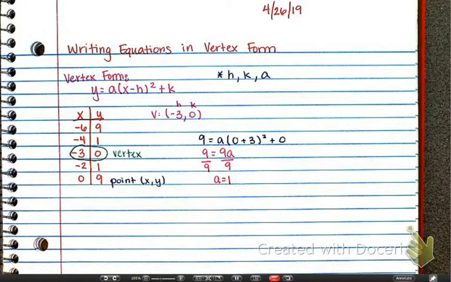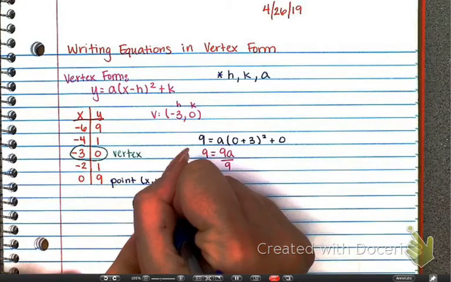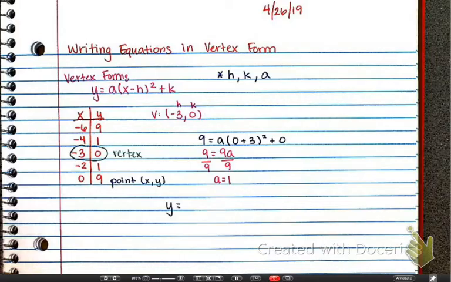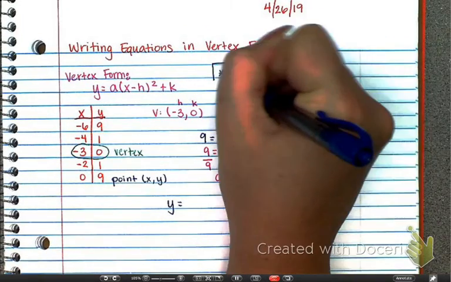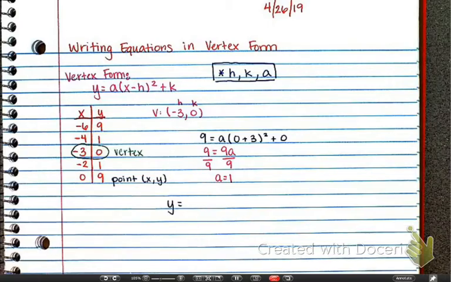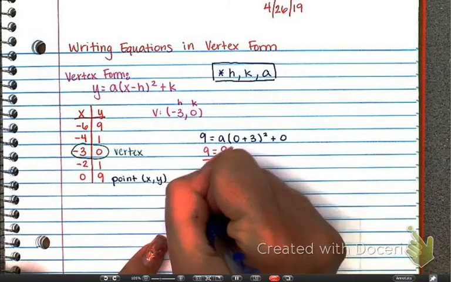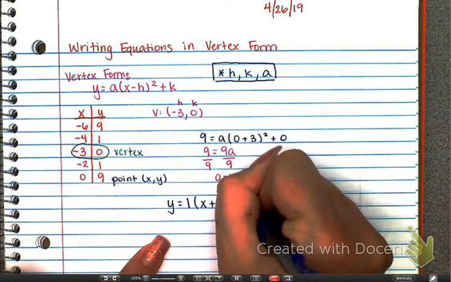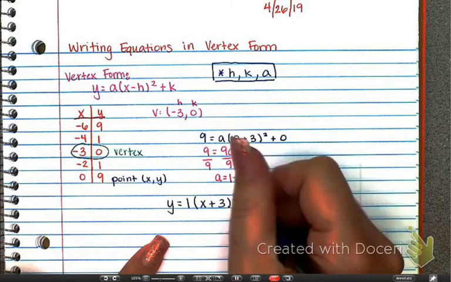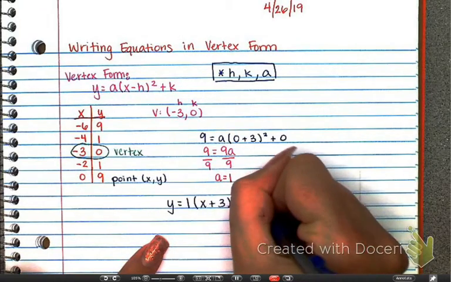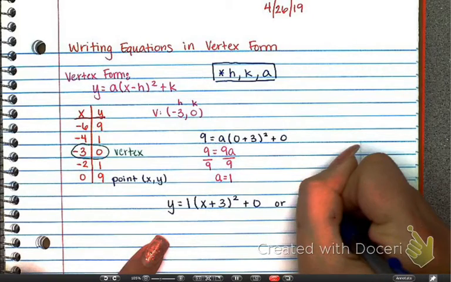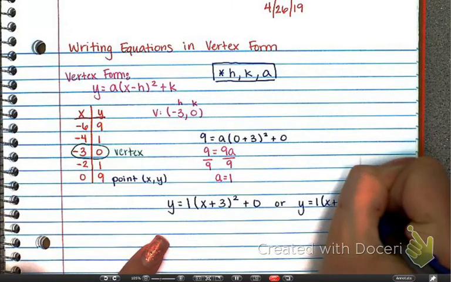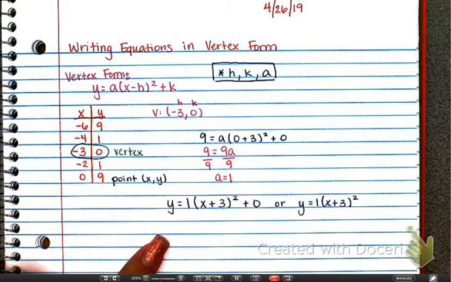I know a. I know h and k because that's what I started with. Can you write an equation if you know a, h, and k? Yeah. So our final answer is y equals, because again, we're only filling in h, k, and a. So y equals 1 times x plus 3 squared plus 0, if you want to do that 0 or not. So I'll take this answer or this answer. Do you have to write that 1? No. But if you want to, that's fine.